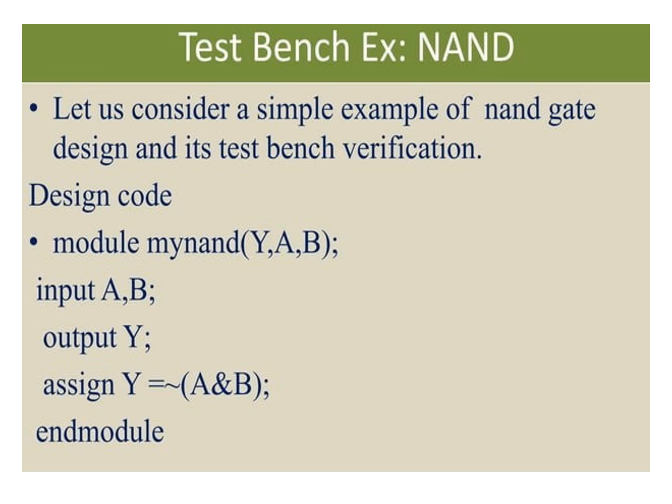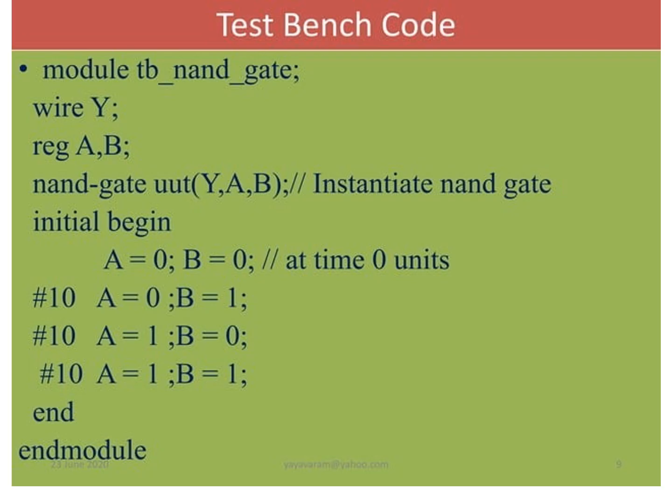This is an example of a NAND gate implementation whose test bench has been written for a Verilog code. So this is the Verilog design code for a NAND gate with A and B as input and Y as output. And the following is the test bench code for the corresponding Verilog code. So we have given inputs A and B as 00, 01, 10 and 11.